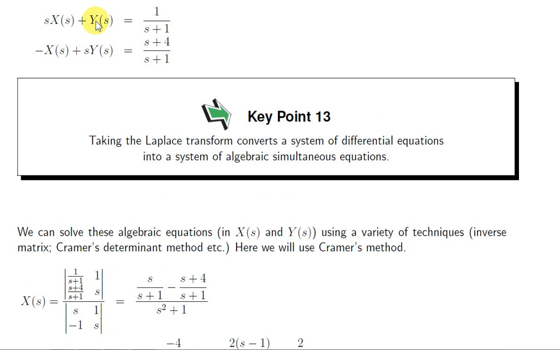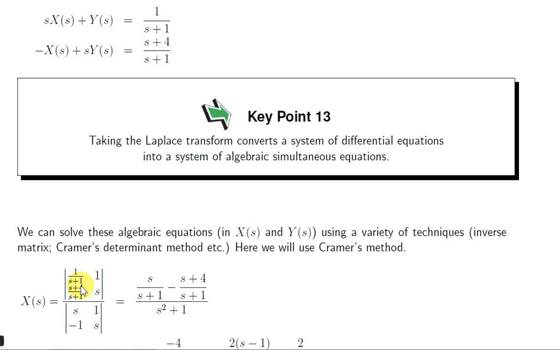So we form a determinant from the left hand side. The determinant's entries are the coefficients of big X and big Y. So for this equation here, the coefficients are little s and plus 1. That's what we have here, s and plus 1. The coefficients of this second equation are minus 1 and s. That's one determinant. That becomes the denominator. That's the determinant of coefficients.